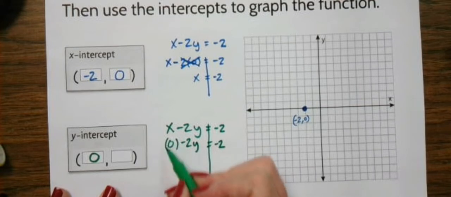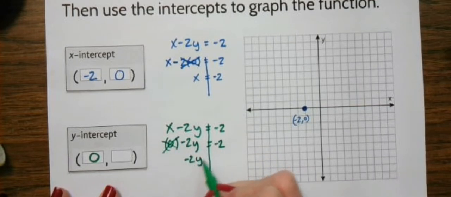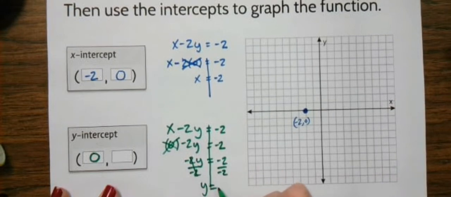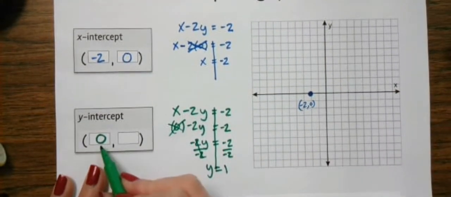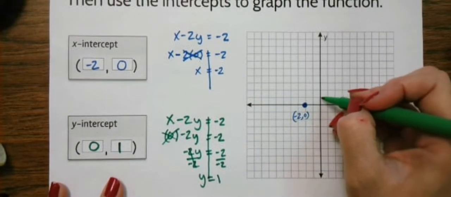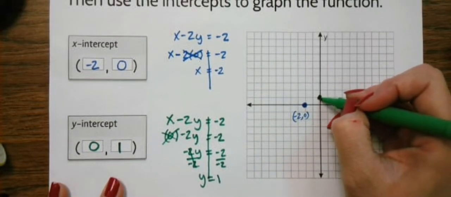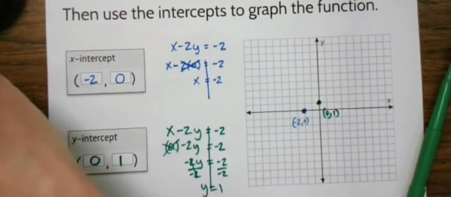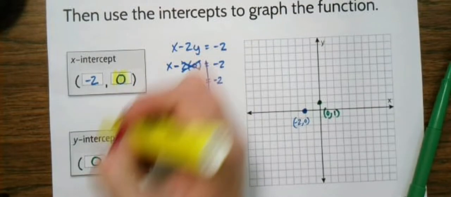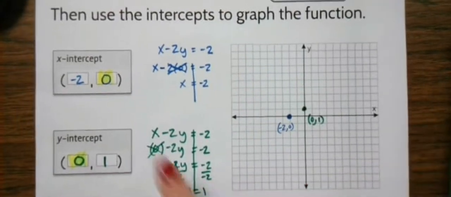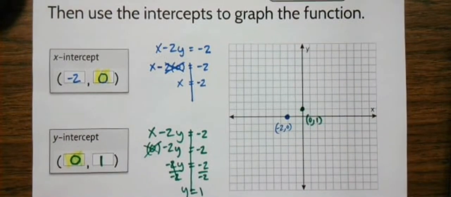Okay, so this is just 0, so that cancels out. I have negative 2y equals negative 2. I divide by negative 2. I get y equals 1. So when x is 0, y is 1. There's my y-intercept. 0, 1, right here. So notice here with the intercepts, you have a 0 in both of them, right? Because any points along the x and the y-axis have a 0 in them, like we discovered before.